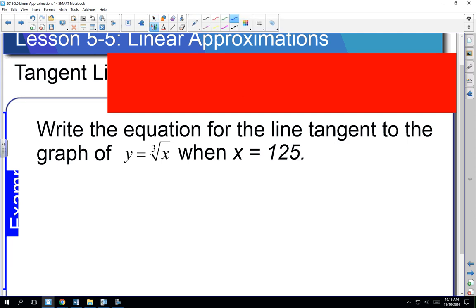A little bit of fill in the blanks here. We've got y minus 5. You plug 125 in there, equals something, x minus 125.